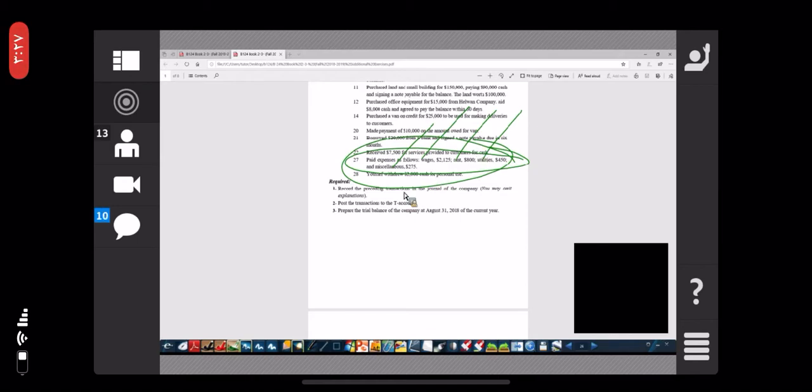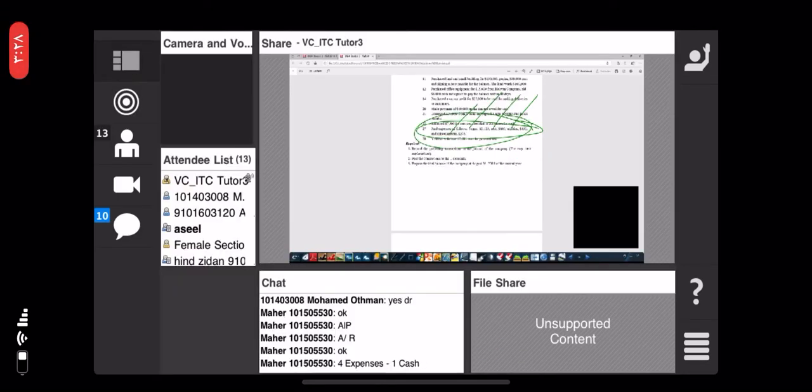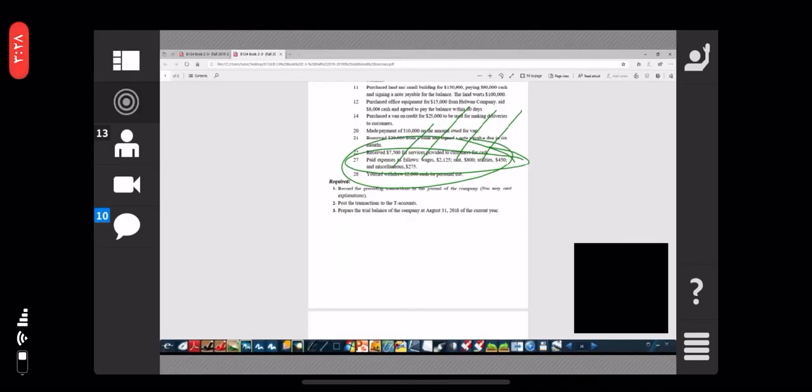The cash will be the total amount for all expenses. 4 or 5, Maher? 1, 2, 3, yes. 4 items as expense in the debit sides, and one account will be in the credit side, which will be cash. The amount for cash will be the total amount for expenses, 3,650.